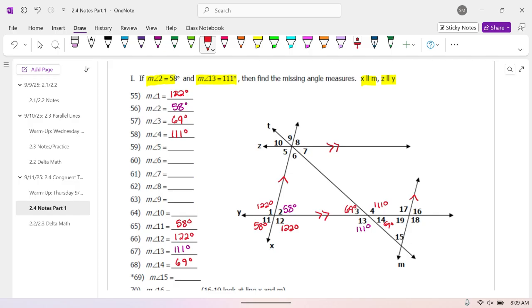So 8 is 58 because what? All right, so what theorem is that? So he's saying 2 and 8. What's the relationship between 2 and 8? Nope. They're corresponding. All right. They're technically in the same spot. They're both on top of their individual line. They're both on the right side of the transversal. So these are corresponding, which makes them congruent.